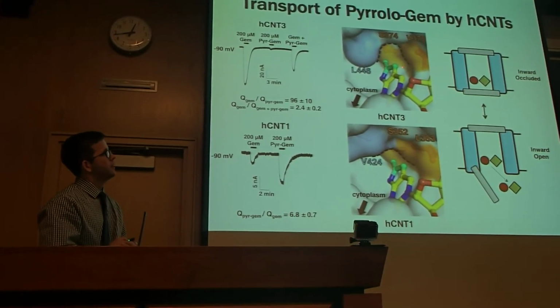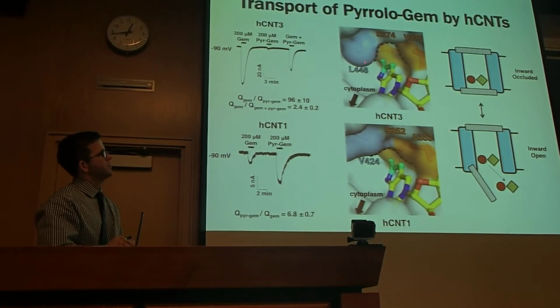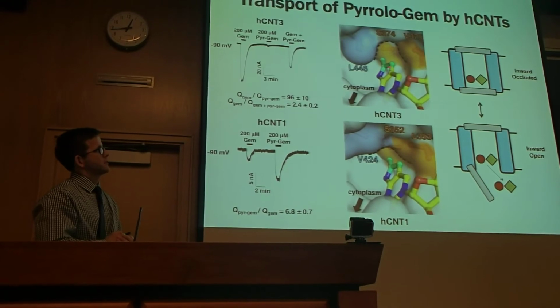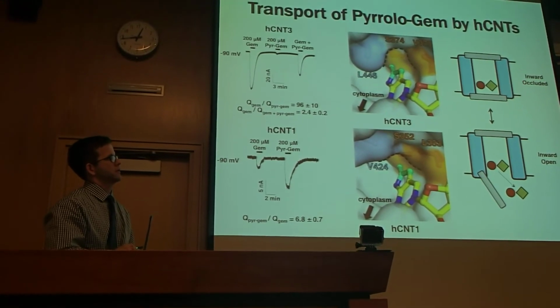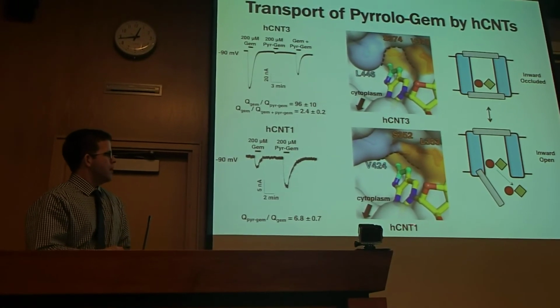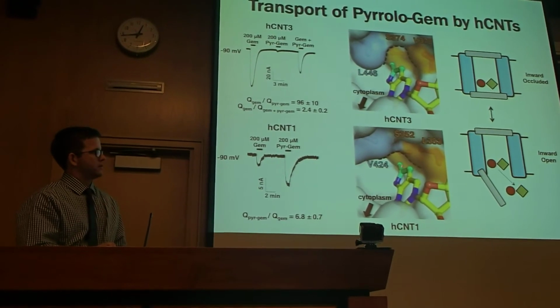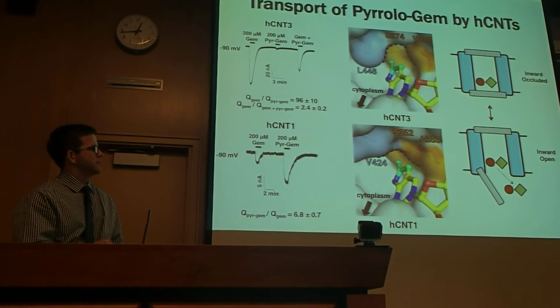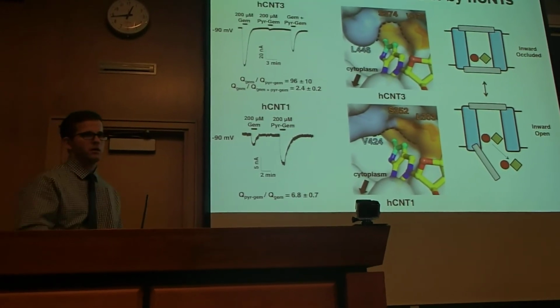So we think that this type of compound stabilizes this inward occluded state. It binds nicely and snugly here and stabilizes the inward occluded state so that it's more difficult to transition into the inward open state for efficient nucleoside transport. But in the HCNT1 structure, we think that it destabilizes the inward occluded state and facilitates the transition to the inward open state so that it's transported more efficiently.